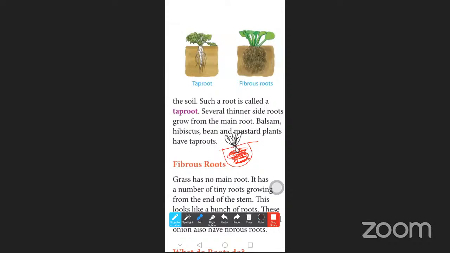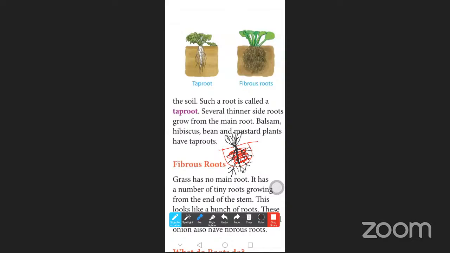Under the ground is the root system. You may see this is the main root. It was fixed inside the soil. On the main root's sides, you can see small hair-like thin roots you may observe. This type of root system is called a taproot system.